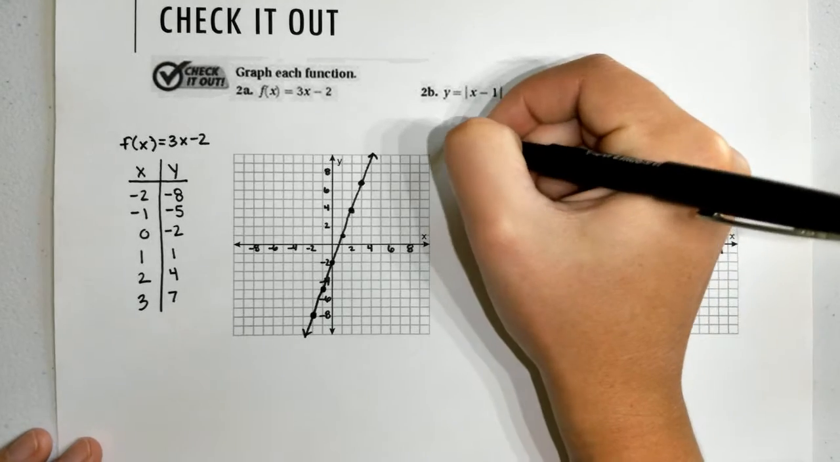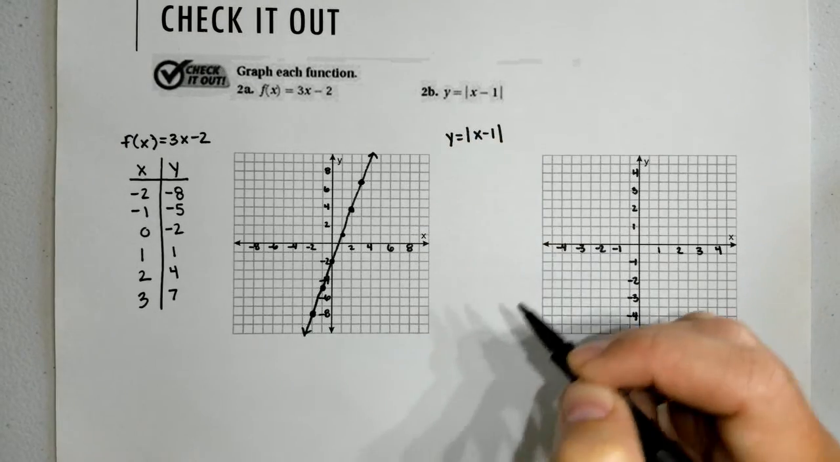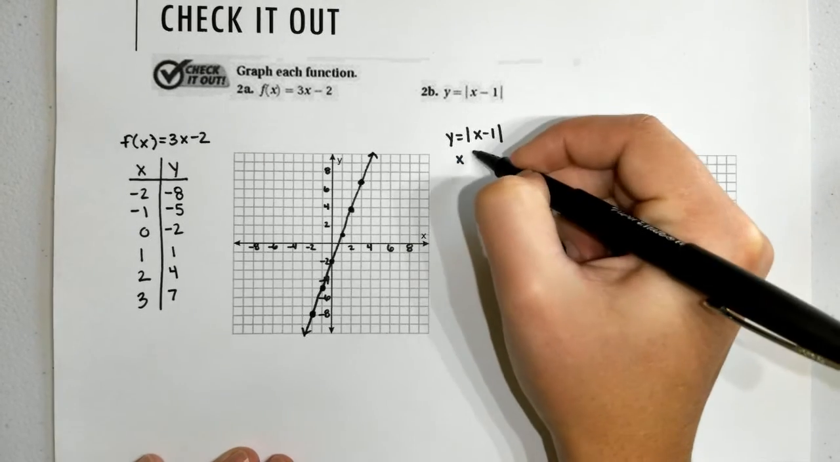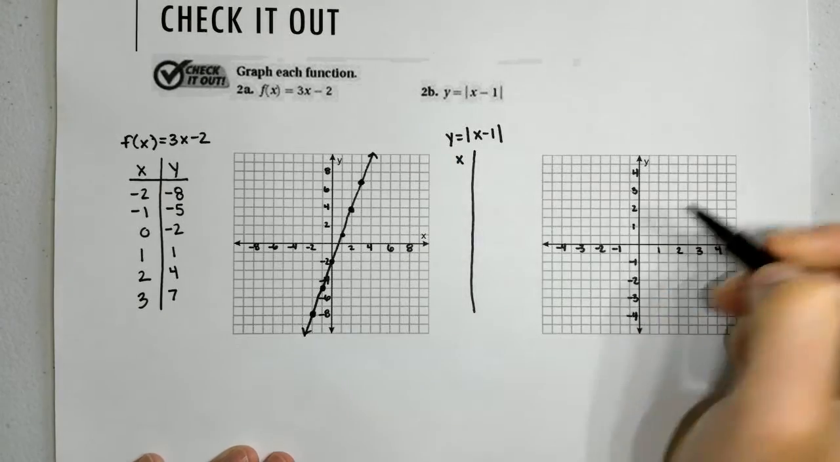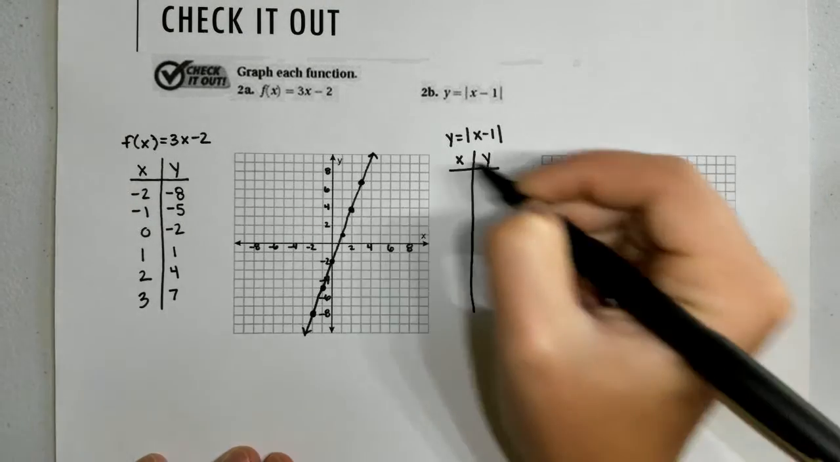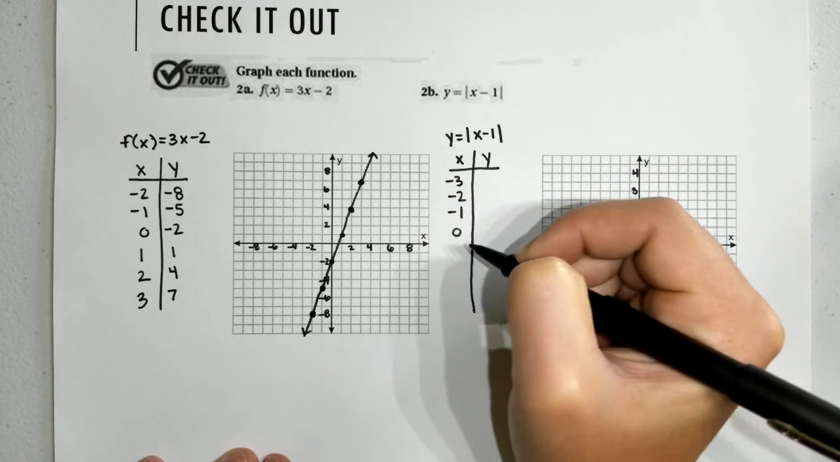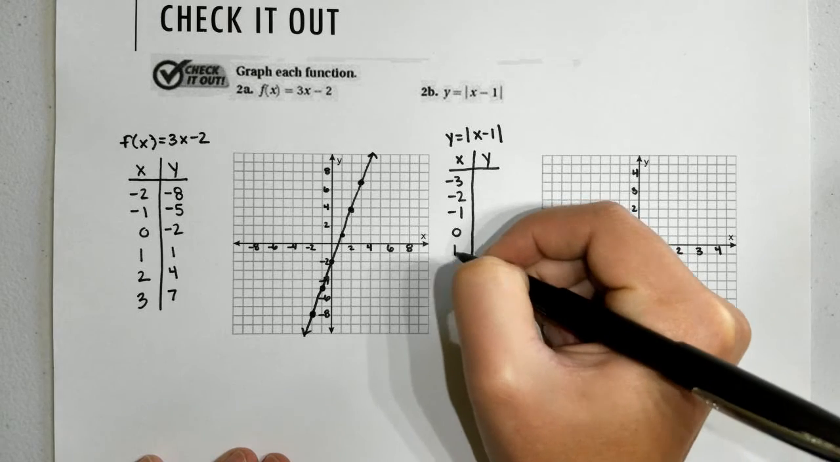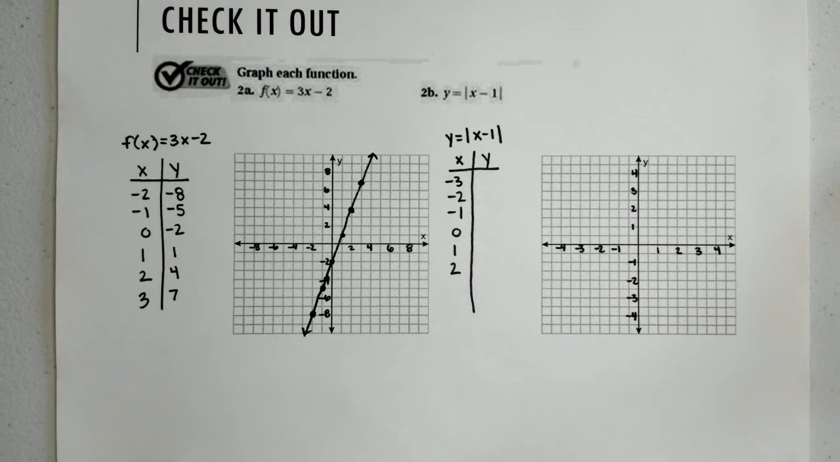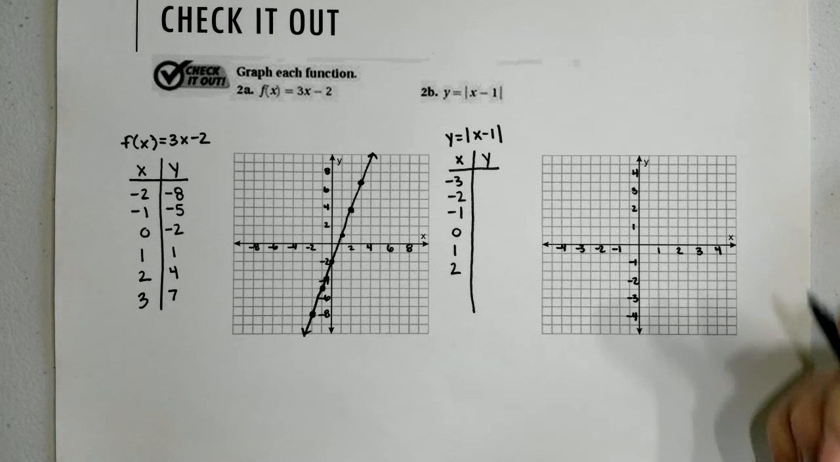B, I have y equals the absolute value of x minus 1. I'm going to set up a table again. This time my table is going to be a little bit longer just because my graph is pretty big. So I'm going to use -3, -2, -1, 0, 1, and 2, and see if that's enough points to get an idea of what's going on. And again, if you don't get a good idea, then add some more points to your table and plot them so you get a good picture of what's going on with your graph and with your function.